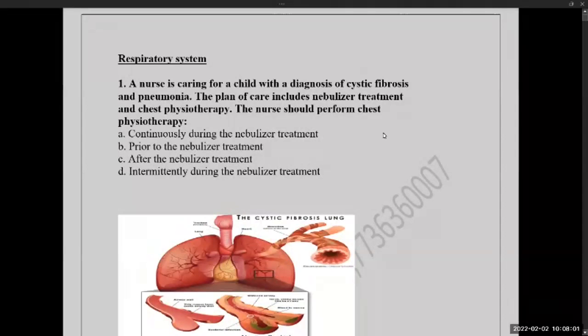So these are the questions from respiratory system. First question, a nurse is caring for a child with a diagnosis of cystic fibrosis and pneumonia. The plan of care includes nebulizer treatment and physiotherapy. The nurse should perform chest physiotherapy when?